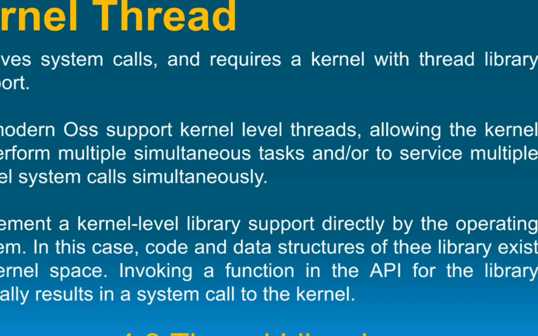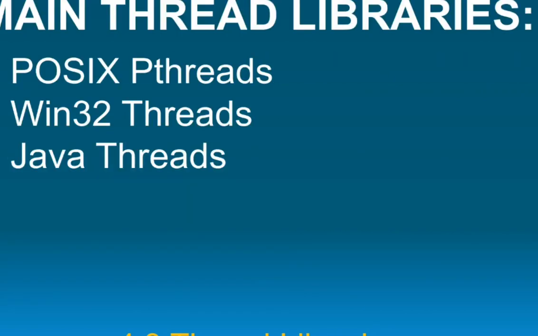All modern OS support kernel-level threads, allowing the kernel to perform multiple simultaneous tasks and or service multiple kernel system calls simultaneously. It implements kernel-level library support directly by the operating system. In this case, code and data structures of the thread library exist in kernel space. Invoking a function in the API for the library typically results in a system call to the kernel.